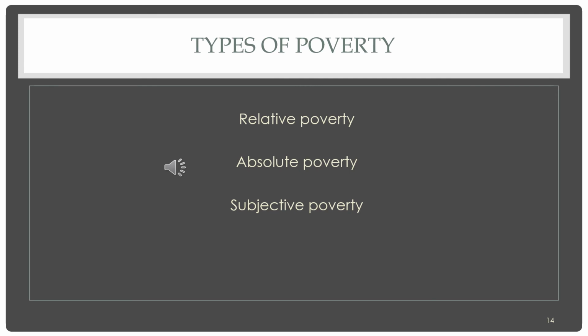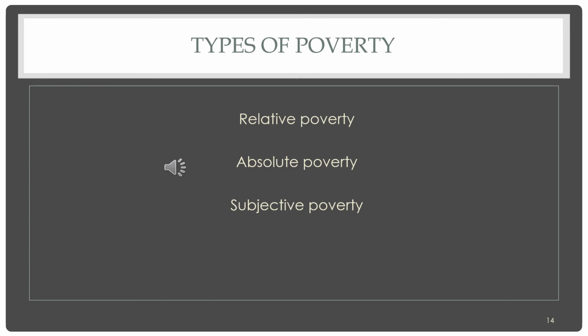So we're going to look at the three types of poverty, and that is relative poverty, absolute poverty, and subjective poverty. Now, relative poverty is a state of living where people can afford necessities but are unable to meet their society's average standard of living.